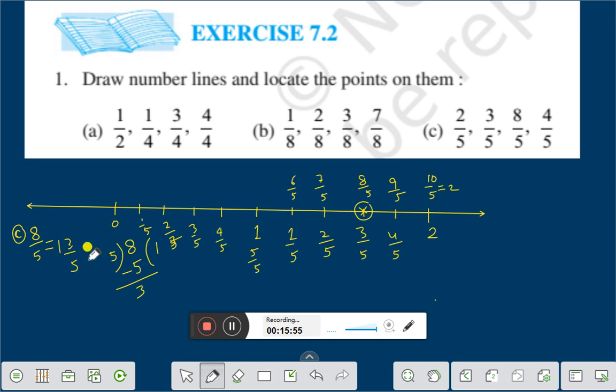First, 0, 1. First, you have to know that 8 by 5 lies between 1 and 2. Therefore, we have divided this distance between 1 and 2 into 5 equal parts, 1, 2, 3, 4 and 5. And if I represent this as 1 by 5, this is 2 by 5, this is 3 by 5, 4 by 5, then the distance from 0 to 1 is one whole and 3 by 5 is here. So the distance from here to here is 8 by 5. Right? There is one whole and 3 by 5, or you can say it as 8 by 5. Both ways we can represent this on the number line.